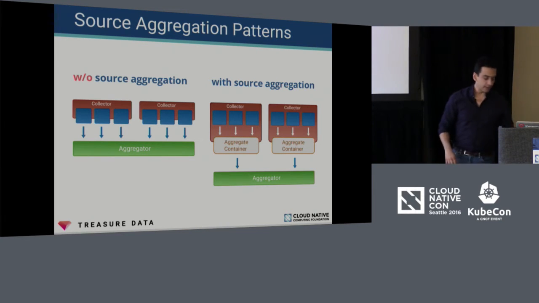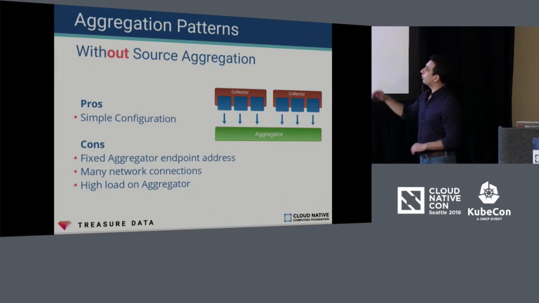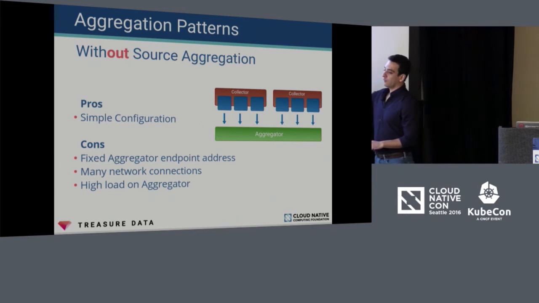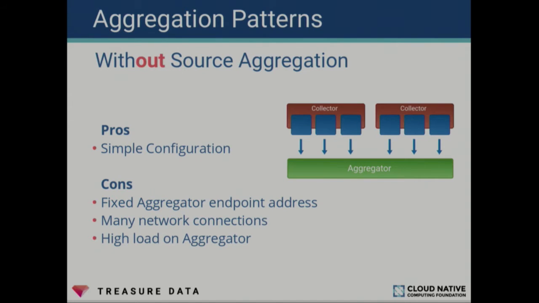And what are the advantages of this? For example, without source aggregation, the configuration is quite simple because you are just writing to one place. But there are some problems. You cannot change the aggregator endpoint address. It will be a problem. You will have many network connections. And also you will face a high load on the aggregator. So how do you want to deal with that?